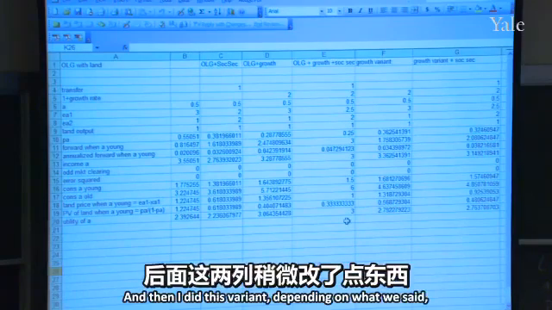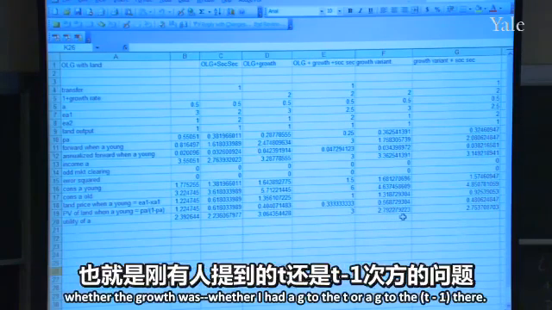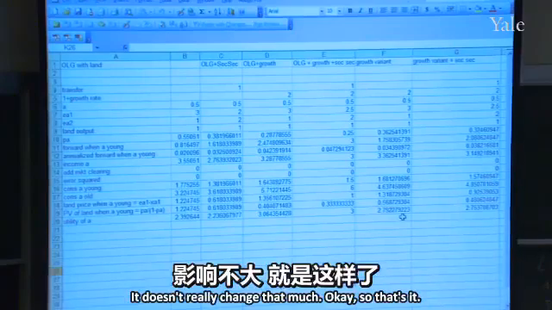Okay, and then I did this variant depending on whether I had a g to the t or a g to the t minus 1 there. It doesn't really change that much.